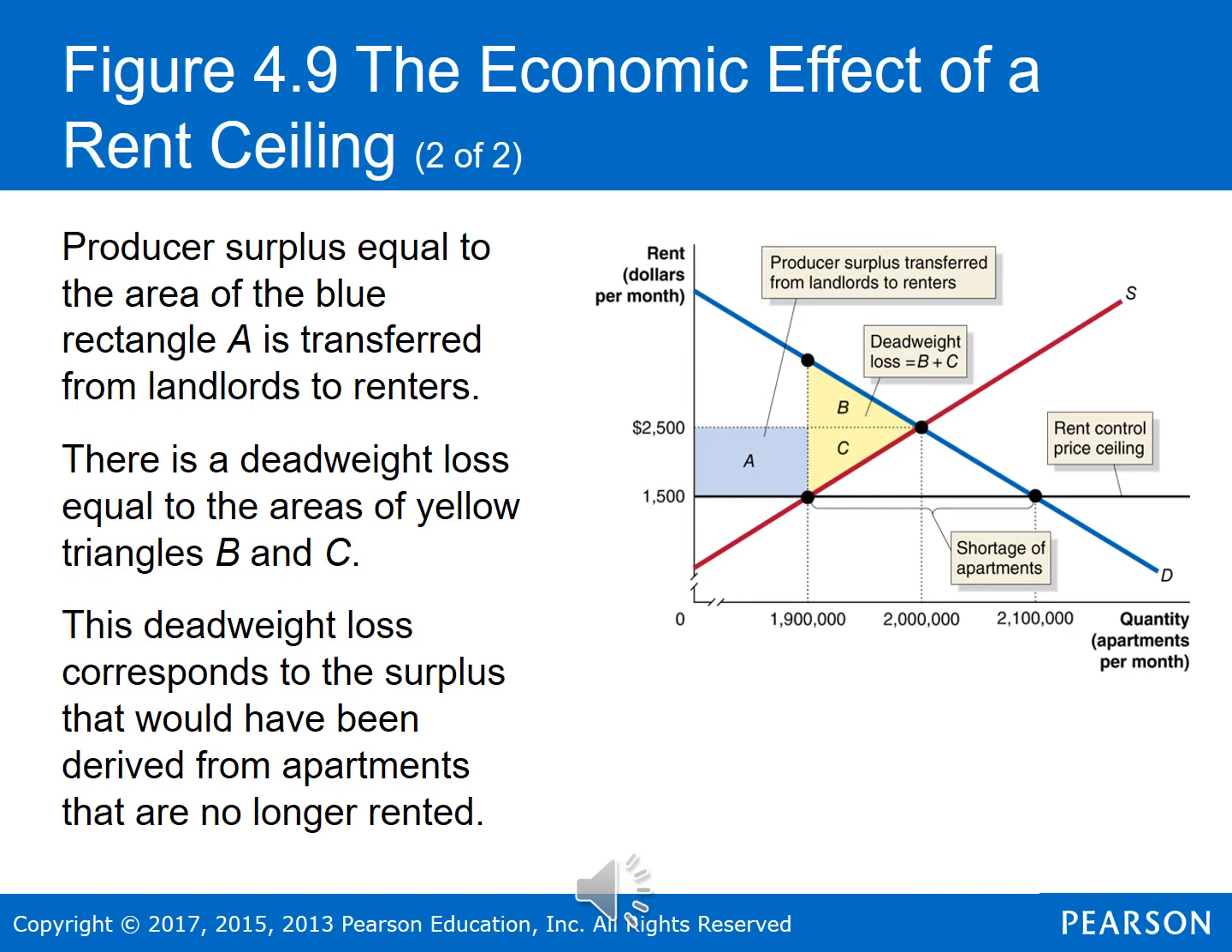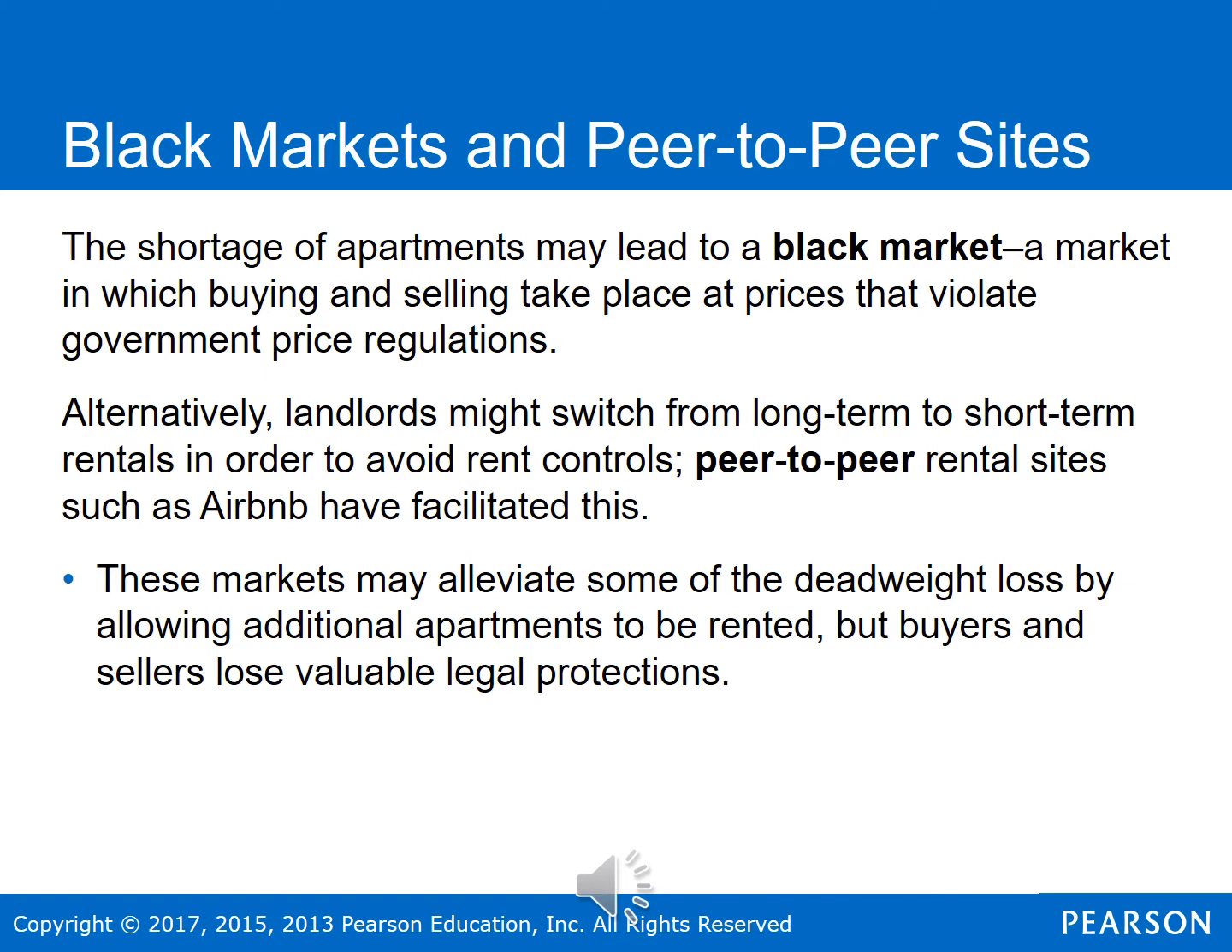So we end up with producers, the landlords renting apartments, losing some of their producer surplus. We have the consumers gaining some consumer surplus, but then we see this deadweight loss of people that want to rent, that would have been able to rent, but are now unable to rent because of rent control. So the shortage of apartments that exist under rent control may lead to a black market.